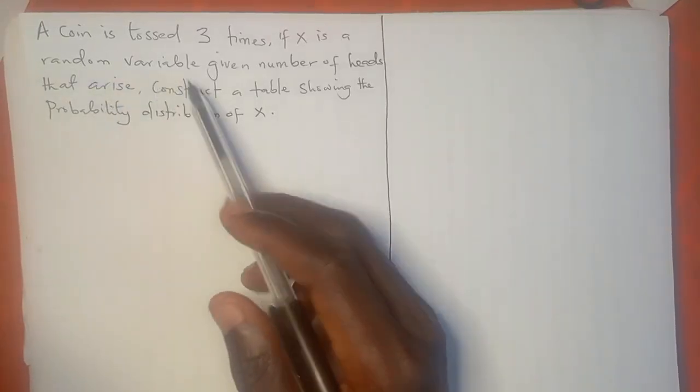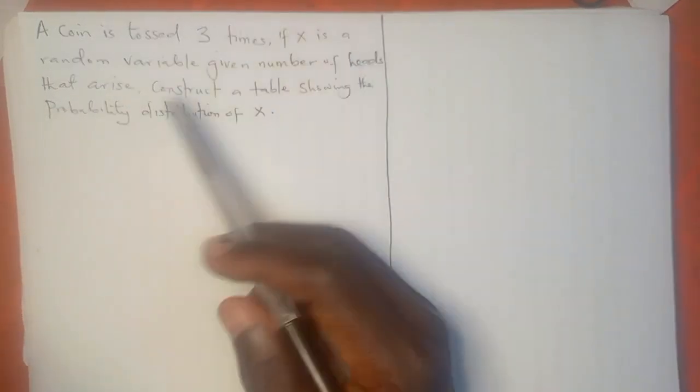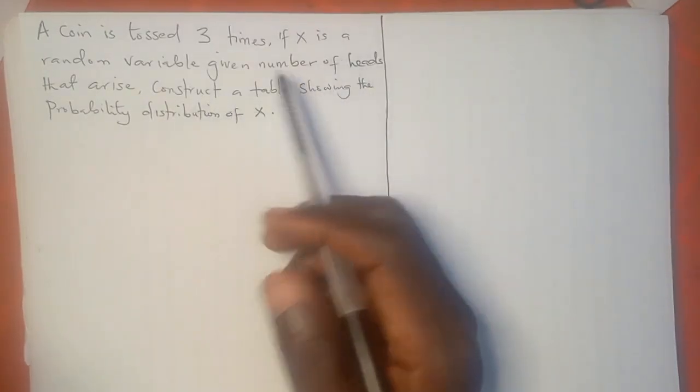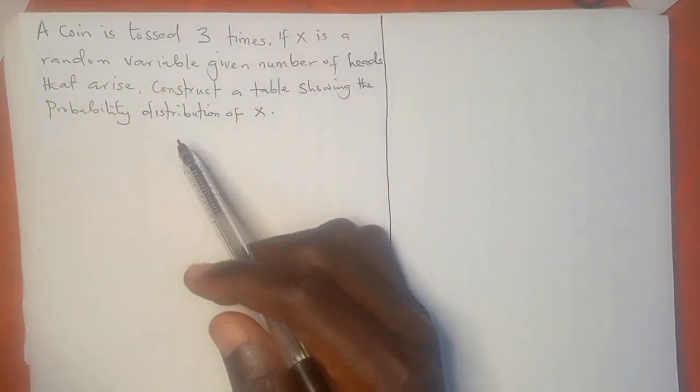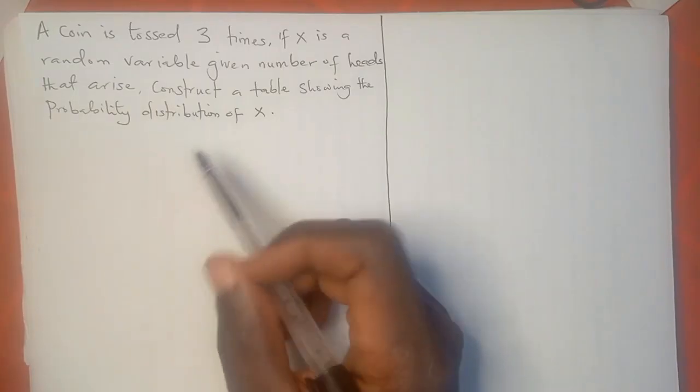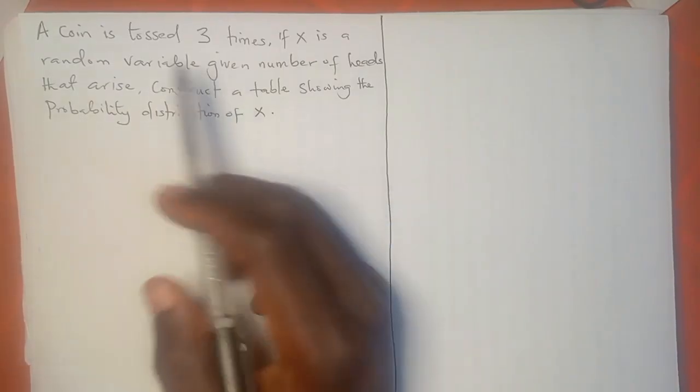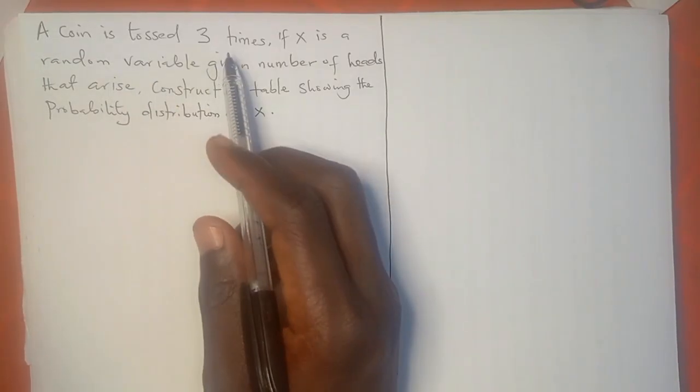A coin is tossed 3 times. If x is a random variable, given the number of heads that arise, construct a table showing the probability distribution of x.